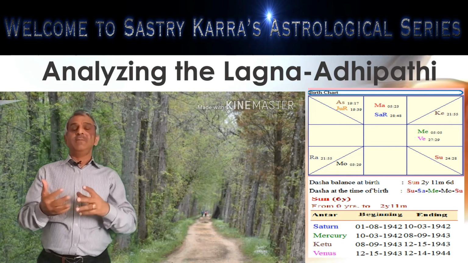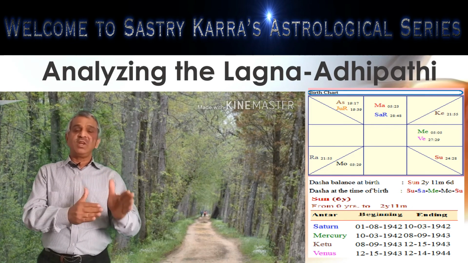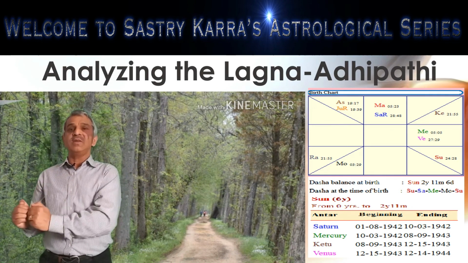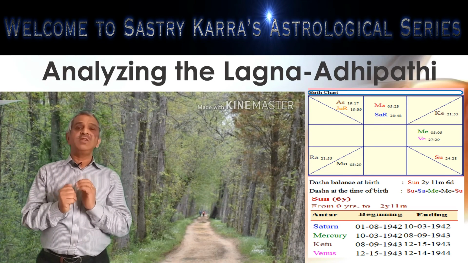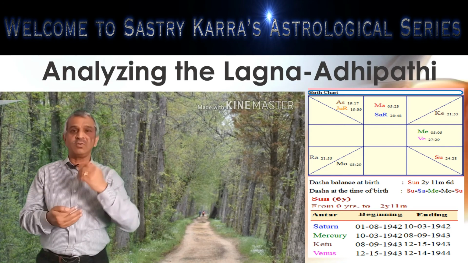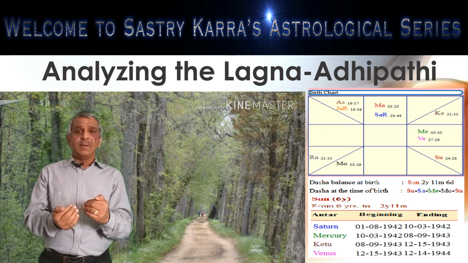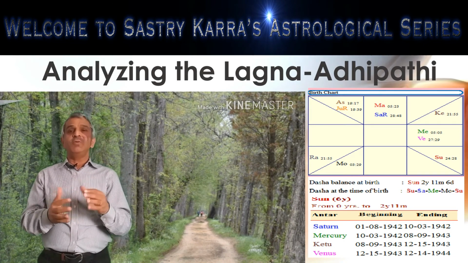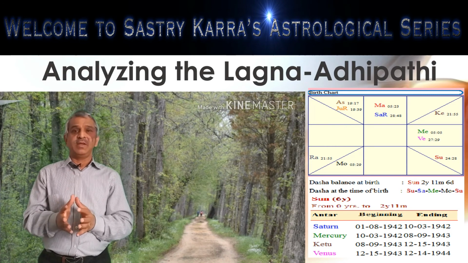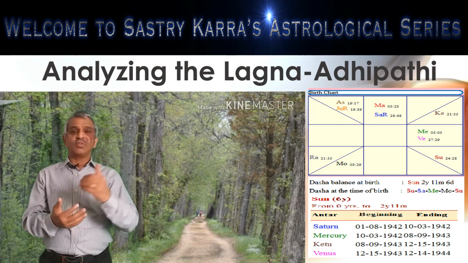Okay, so at this point, let's not talk about what the native is. We don't know anything about this native at this point. So with that assumption, I'm going to try to analyze this particular native's chart. Once you find out the first house lord and where it is residing, you will understand that the core value for this particular native is clear. This is the first step I do.